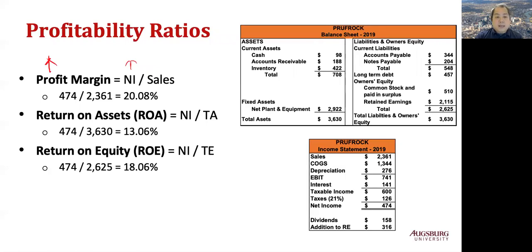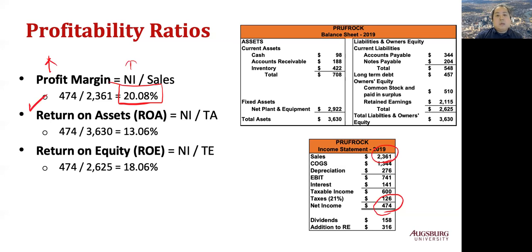For Profit, net income is 474. Sales is 2,361. So profit margin is 20.08%.